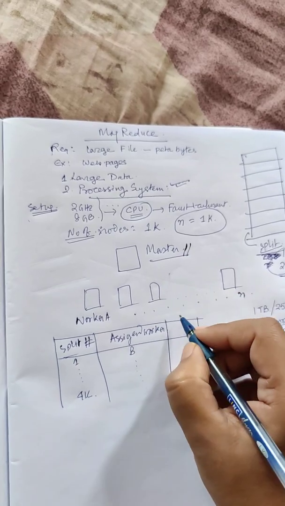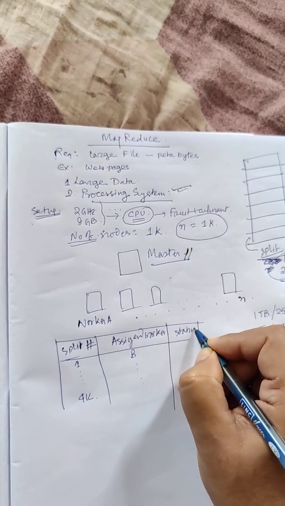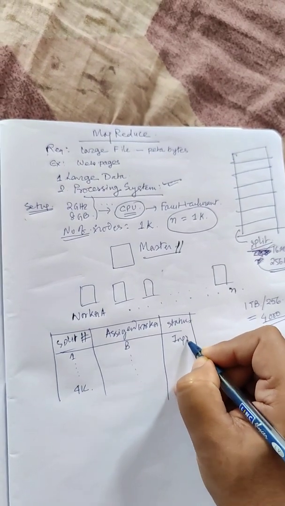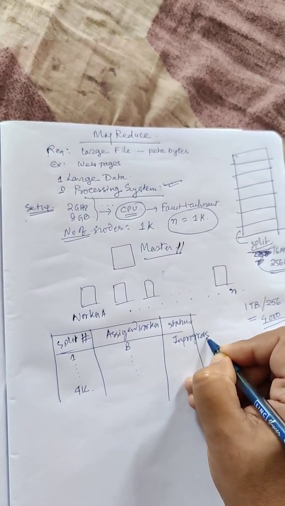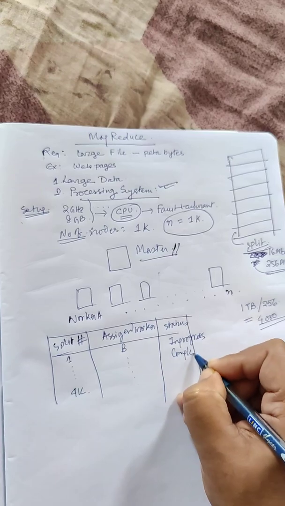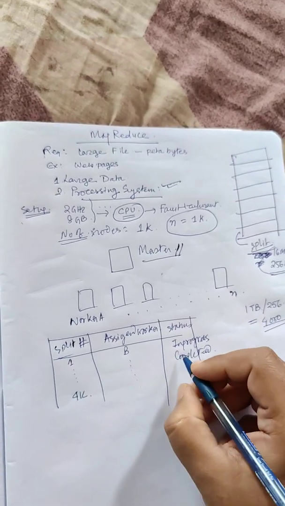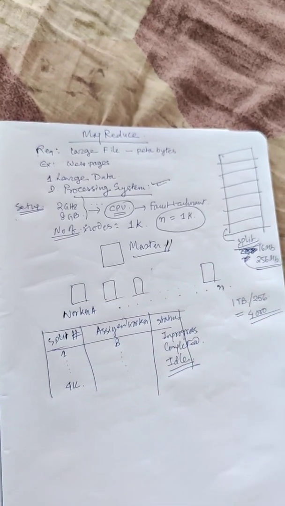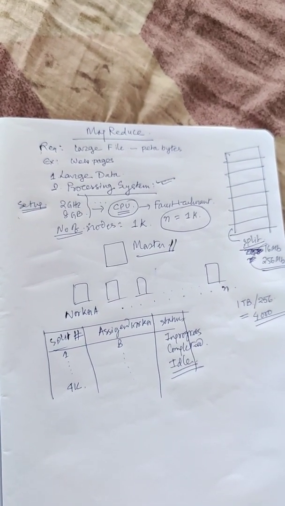And another is status, like what is the status of this. It could be in progress, it could be completed, it could be idle. If anything is idle, that means it has not been assigned yet.